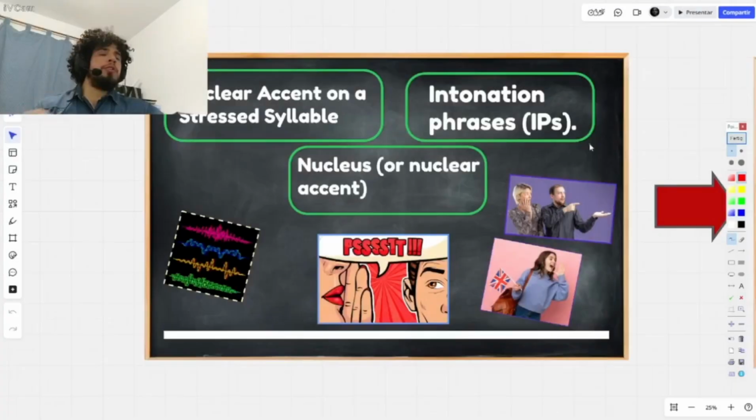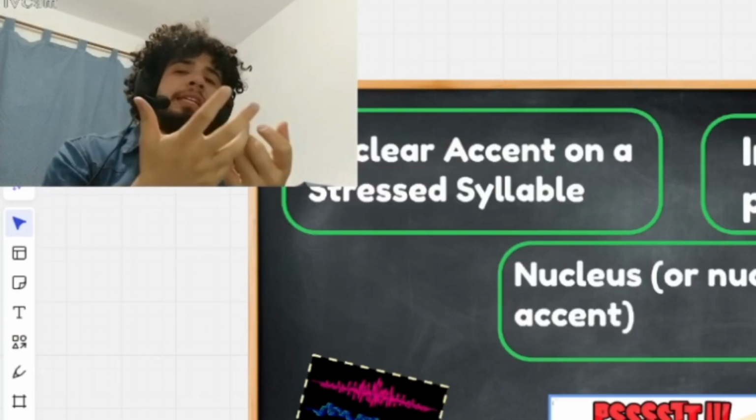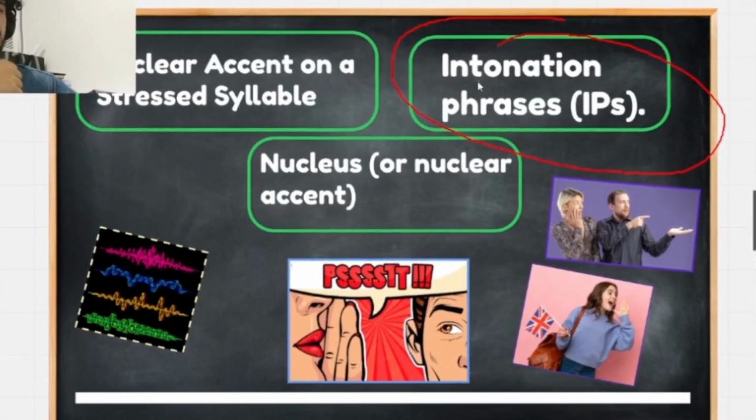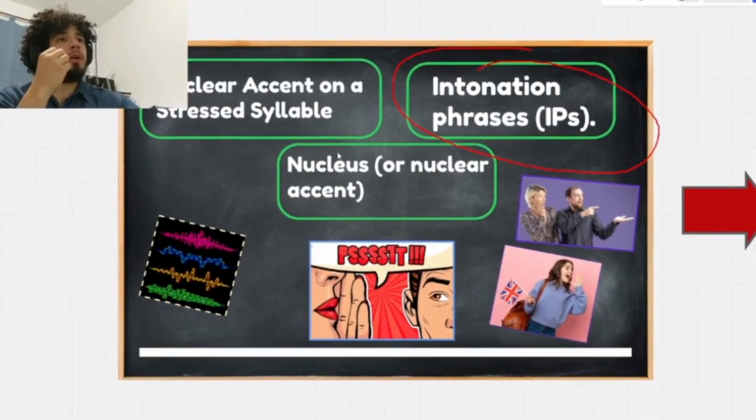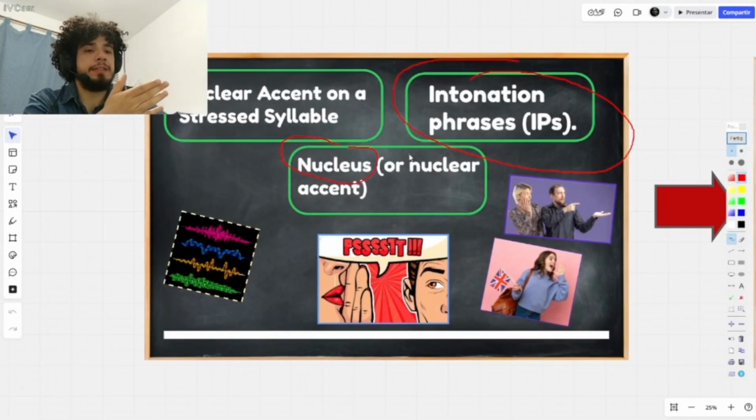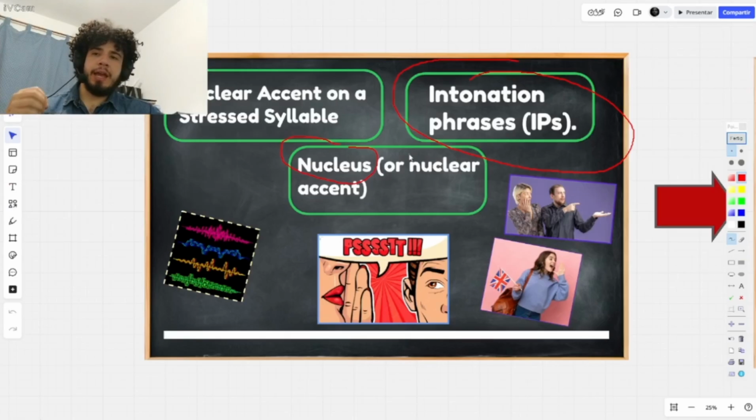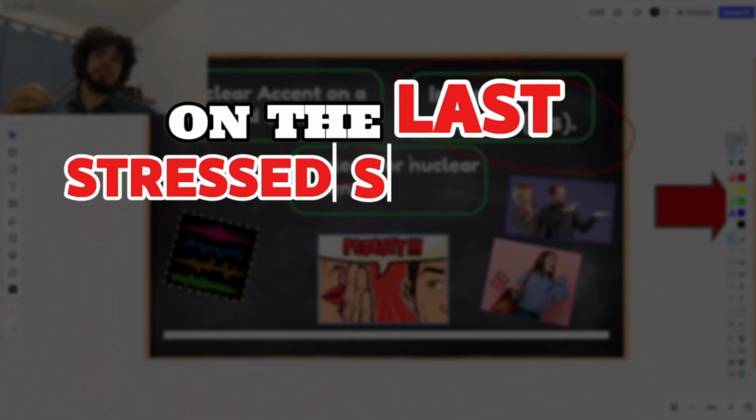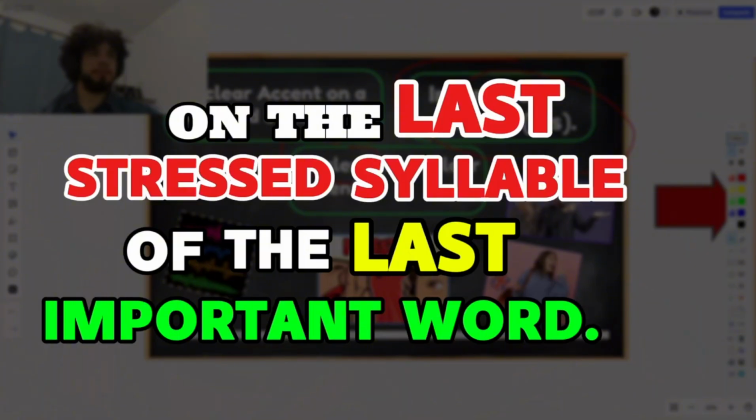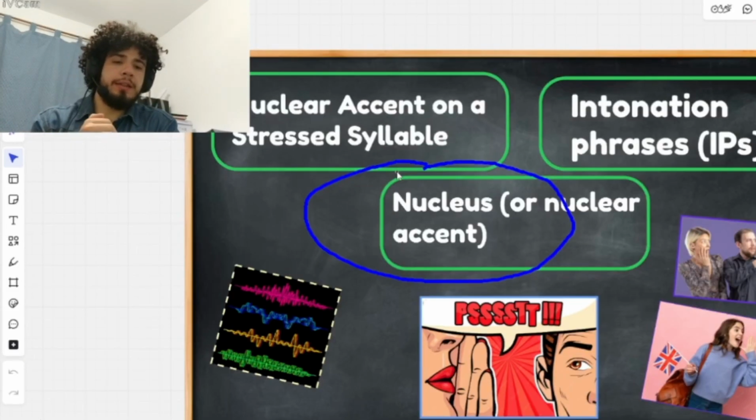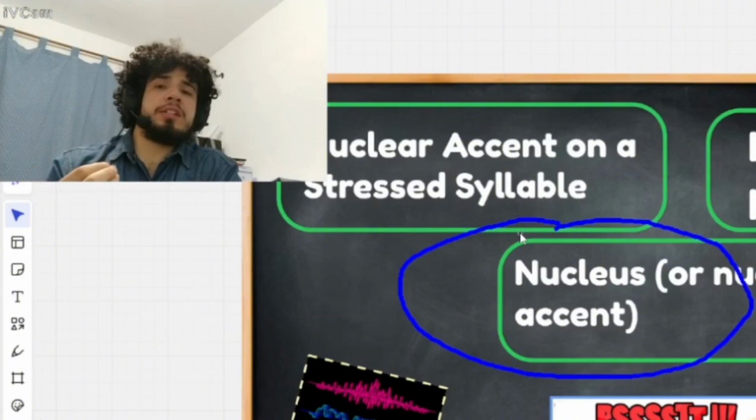Alright, let's see. Nuclear accent on a stressed syllable. As you know, when we speak in English, we organize our speech into intonation phrases. Okay, each IP has one nucleus or nuclear accent. So this is the most important accent in the phrase, and it always goes on the last stressed syllable of the last important word. So speaking of nucleus, it's crucial because it highlights the focus of the message, okay? And it shows what information the speaker wants to emphasize.